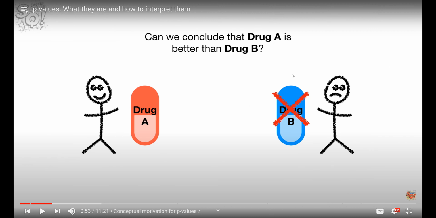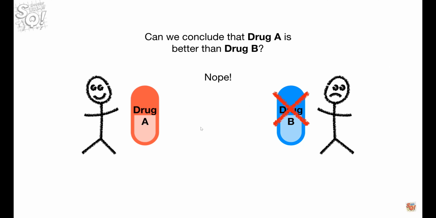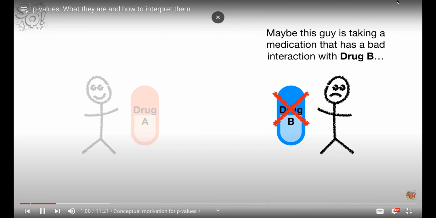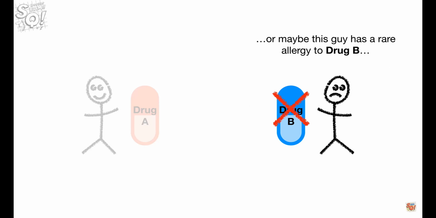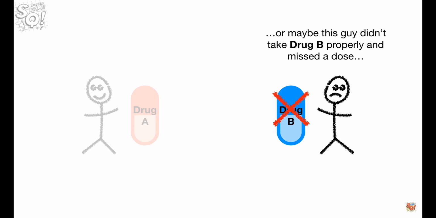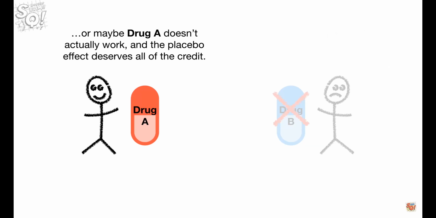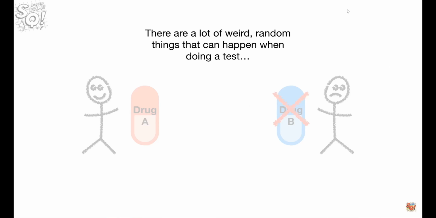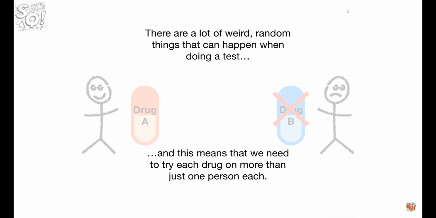Nope. Drug B may have failed for a lot of different reasons. Maybe this guy is taking a medication that has a bad interaction with drug B. Or maybe this guy has a rare allergy to drug B. Or maybe this guy didn't take drug B properly and missed a dose. Or maybe drug A doesn't actually work, and the placebo effect deserves the credit. There are a lot of weird, random things that can happen when doing a test. And this means that we need to try each drug on more than just one person each.